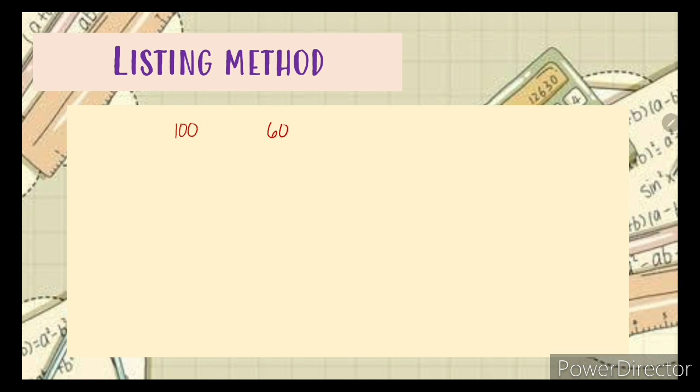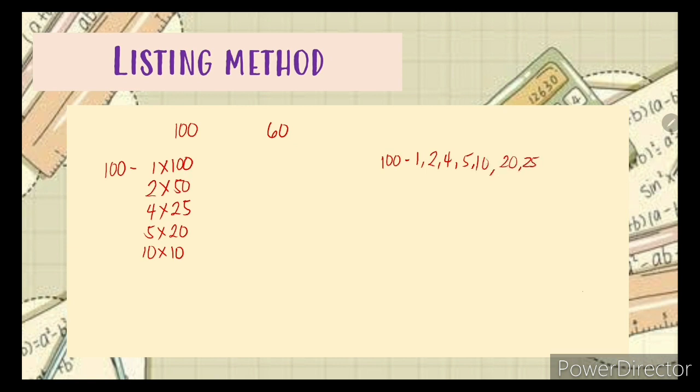We will find the GCF of 100. First one is to list all of the factors of 100. So, 1 times 100, 2 times 50, 4 times 25, 5 times 20, and 10 times 10. Okay, lista natin dito sa gilid. So, from the least to the greatest, we have 1, 2, 4, 5, 10, 20, 25, 50, and 100.